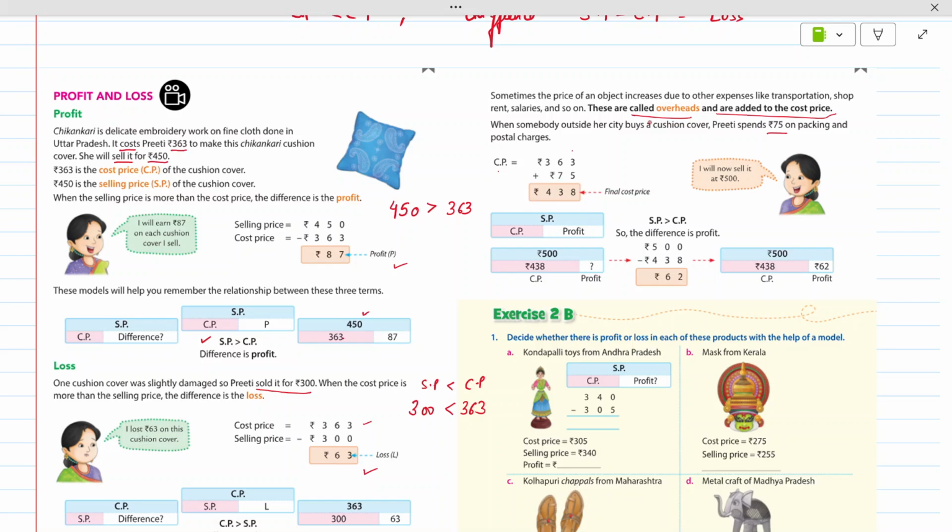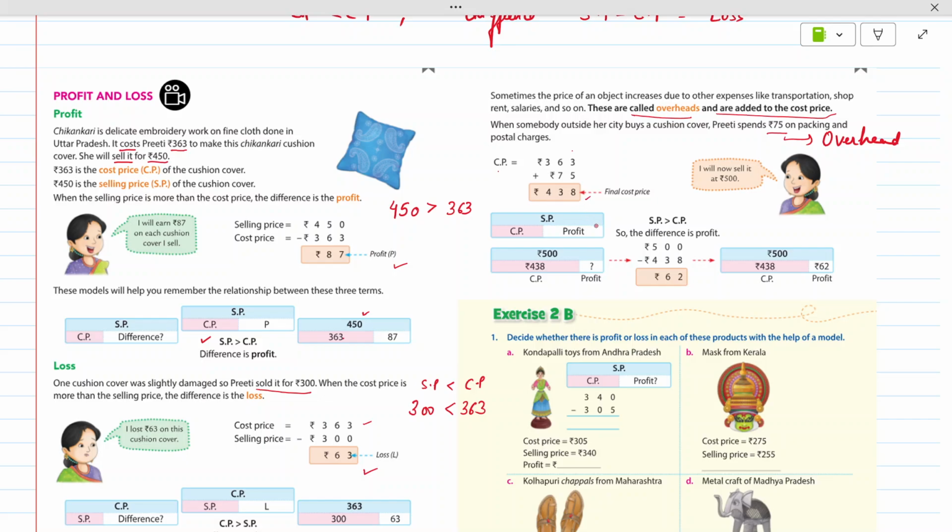These additional charges, this rupees 75, are called overhead. This price is called overhead. That is the extra charge which she is spending on this, and this price is always added to the cost price, because it is always associated with the maintenance or packing of the product. So in this scenario, the total cost price was 438.